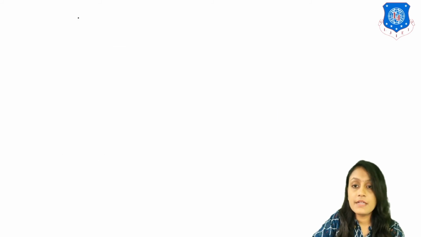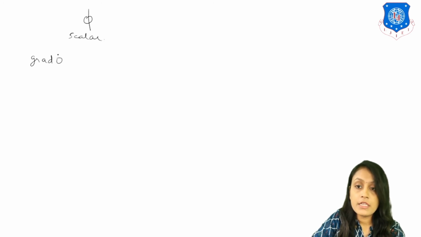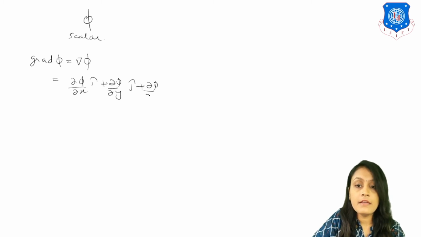Okay, so let's briefly discuss the gradient. Phi is given, which is a scalar. So we have to find grad phi. Its notation is del phi, and the formula is what: del phi by del x i plus del phi by del y j plus del phi by del z k. This is the formula to find gradient.